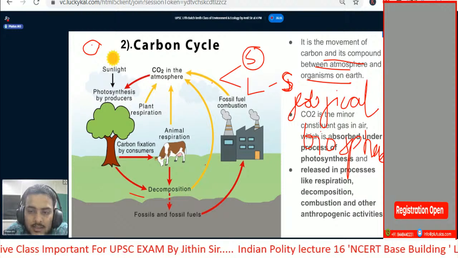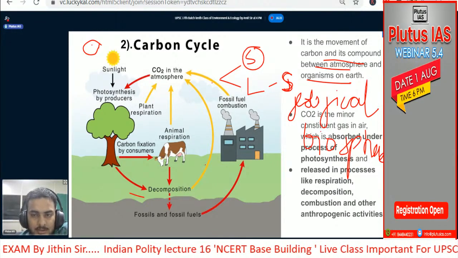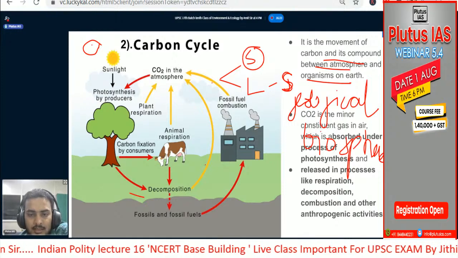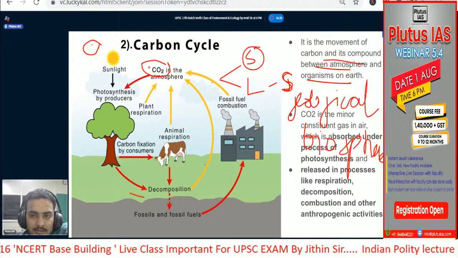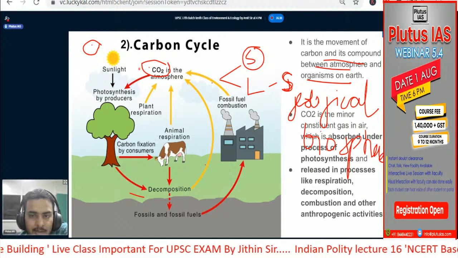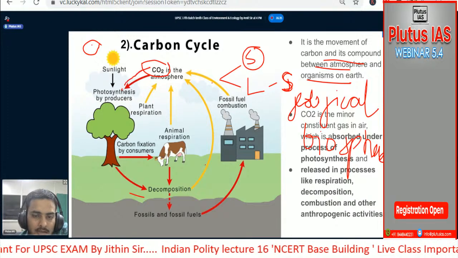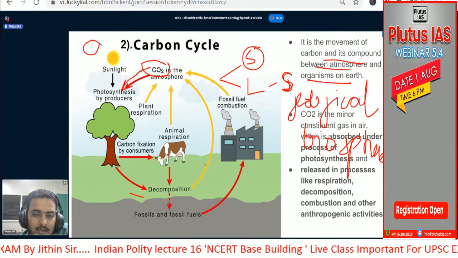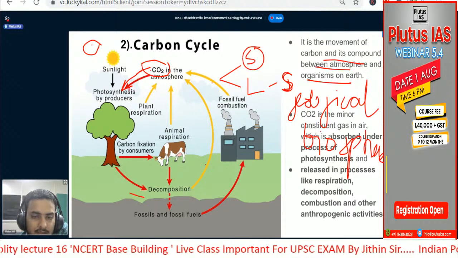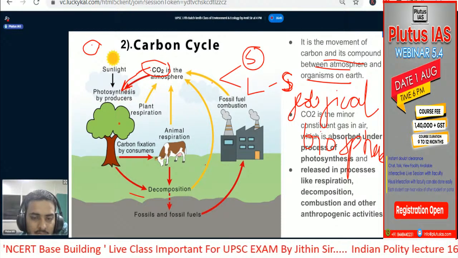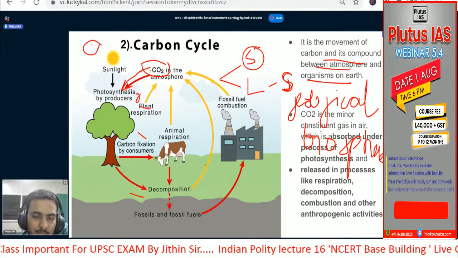Then let me discuss what happens. Most of us might be aware of this carbon cycle: the carbon dioxide present in the atmosphere is utilized by green plants having chlorophyll pigment, right? This chlorophyll pigment, with the stomatal opening, helps in the photosynthesis process. Photosynthesis absorbs carbon dioxide and releases food as glucose and oxygen into the atmosphere.